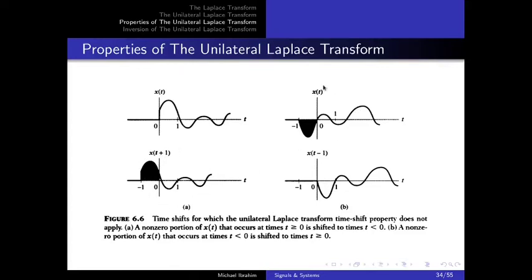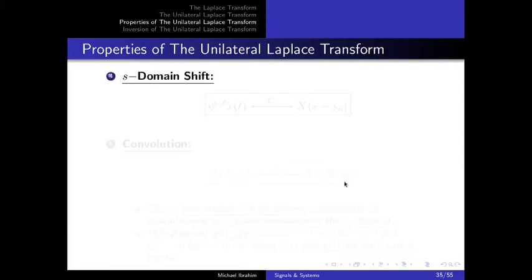And over here, if this is x of t and we had a non-zero part happening before 0, now x of t minus 1 shifted like this. This part will be shifted to t larger than 0, and it's now included in the integration. Here we cannot apply the time shift property because we had a non-zero part of the signal happening for t less than 0. Now it's happening for t larger than 0.